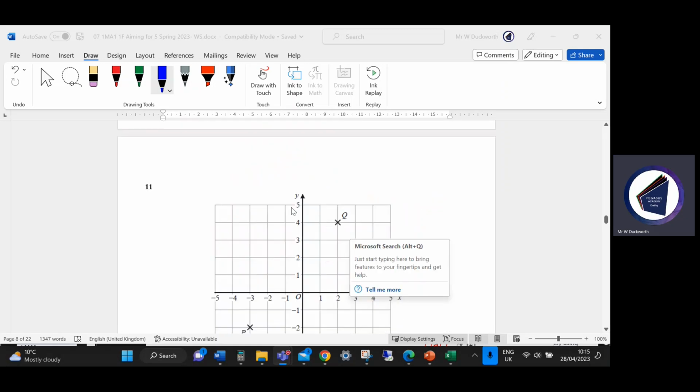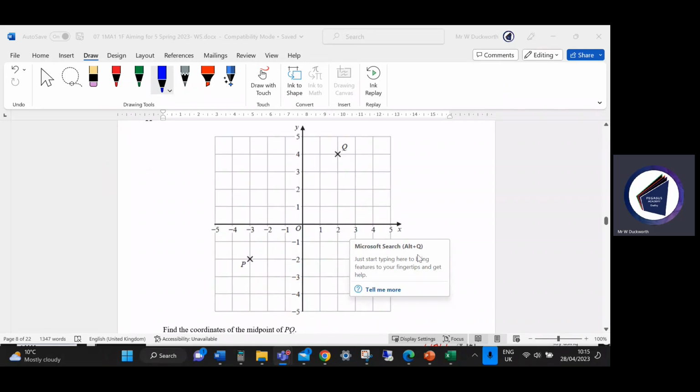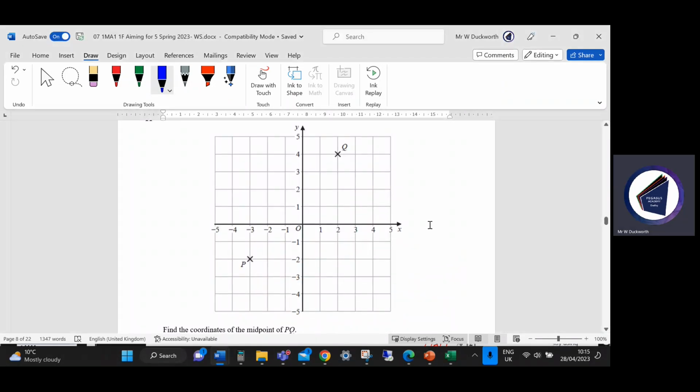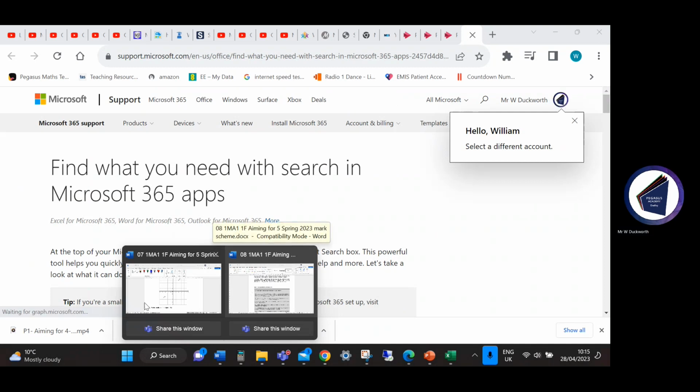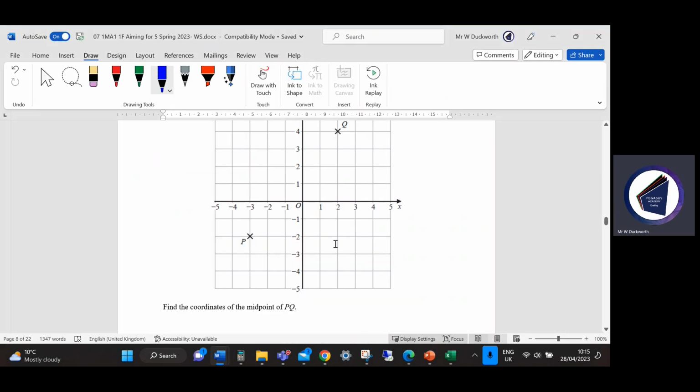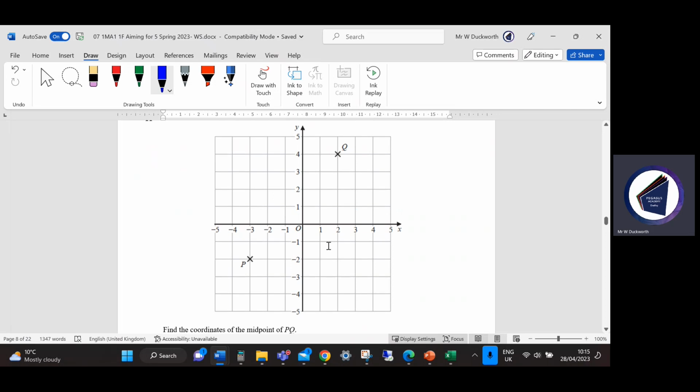Right, moving on to question 11. So find the coordinates. Oh gosh, let's bring that back. Didn't want that. There we go. Find the coordinates of the midpoint of PQ. Probably the most straightforward way to do this is to join a line for PQ.